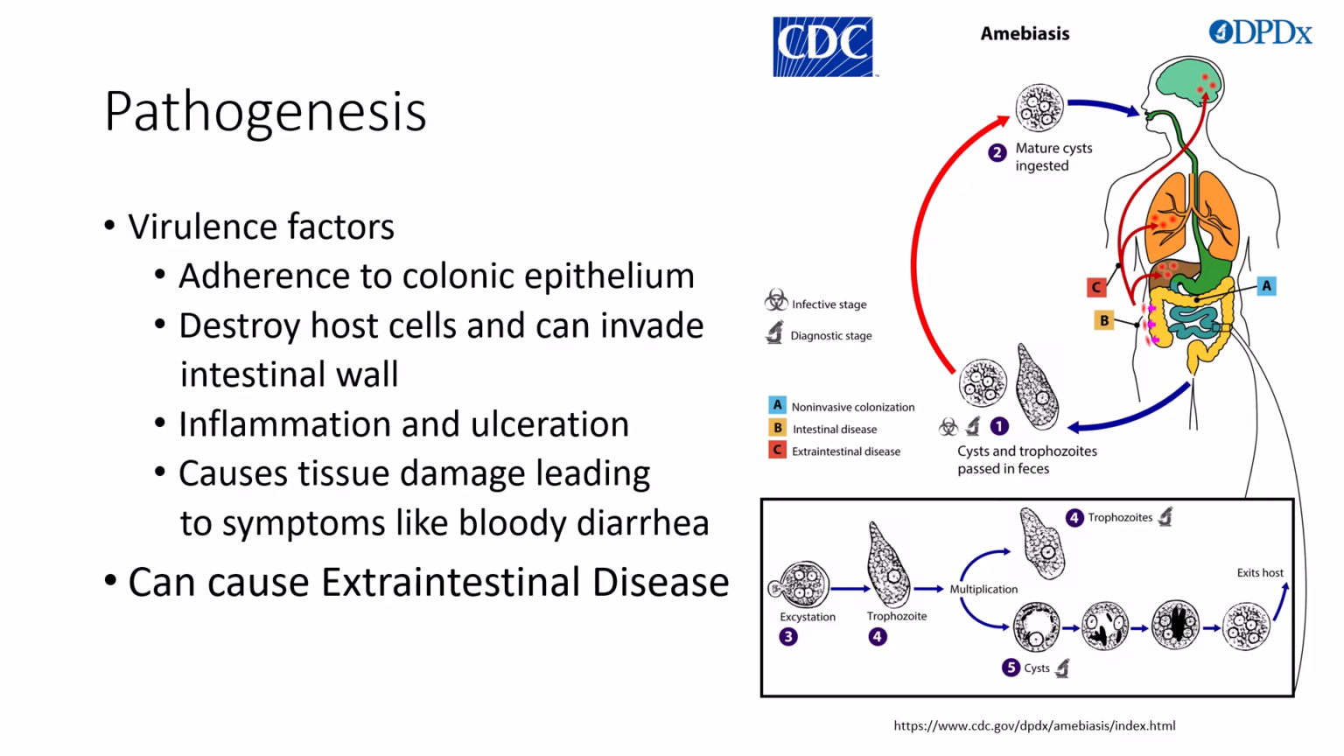And then it can also cause extraintestinal disease. This is due to the trophozoites entering the bloodstream and being carried to other parts of the body. You can see here in this diagram how this can happen. Matured cysts are ingested, and it can normally go through the digestive system and eventually be passed in cyst form. Or as you can see in C, it can enter the bloodstream and then go to places like the liver, lungs, and the brain.